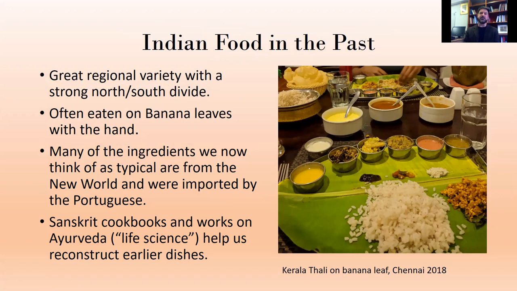We know that, both in modern day and in the past, there was great regional variety with a strong north-south divide. This usually concerns whether one consumes rice or bread. The north generally has naan, and it's more bread-oriented for your starch food, whereas in the south, they are very much rice-oriented. And they will have rice to the exclusion of bread.